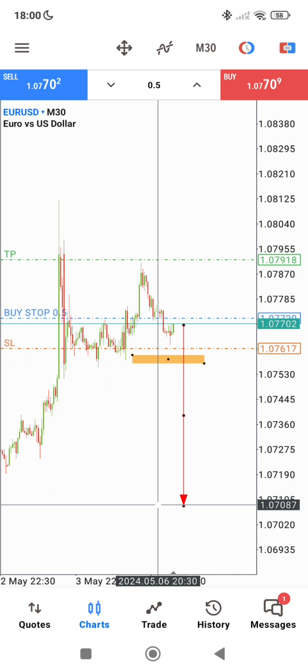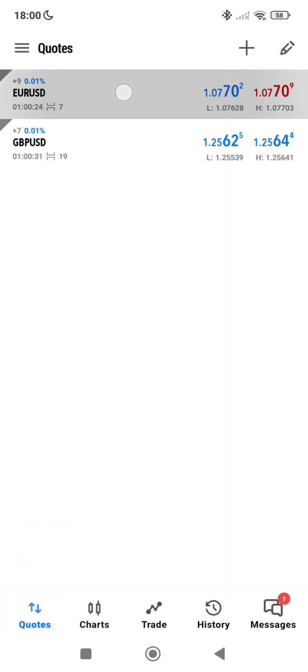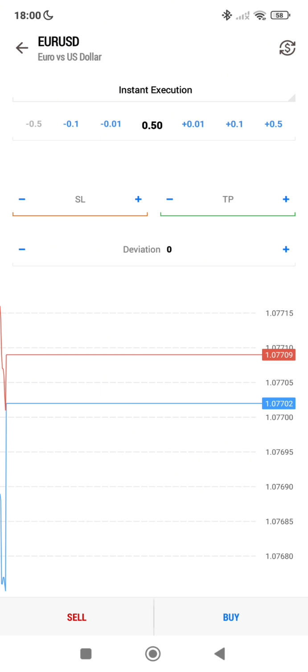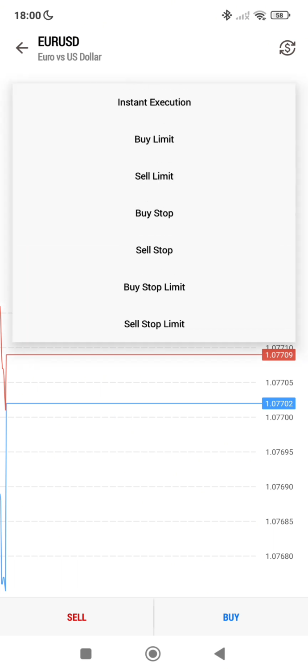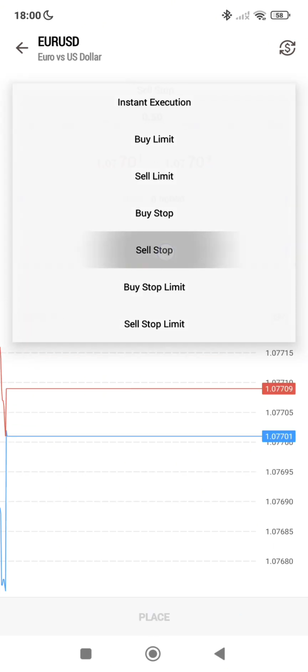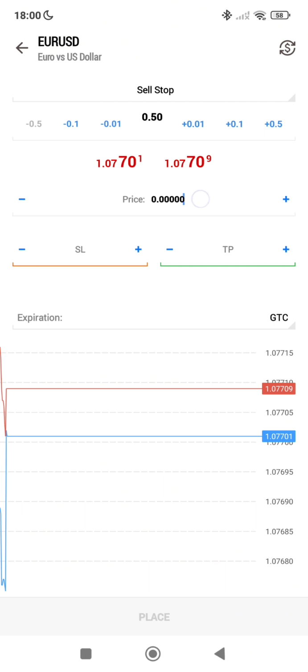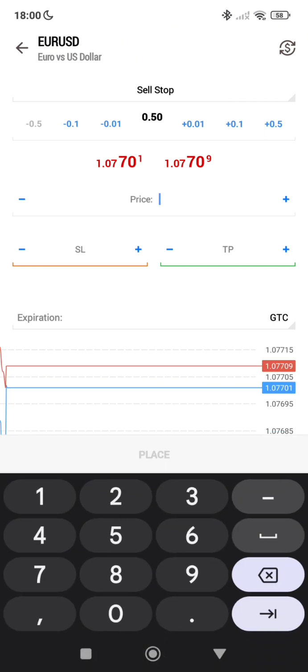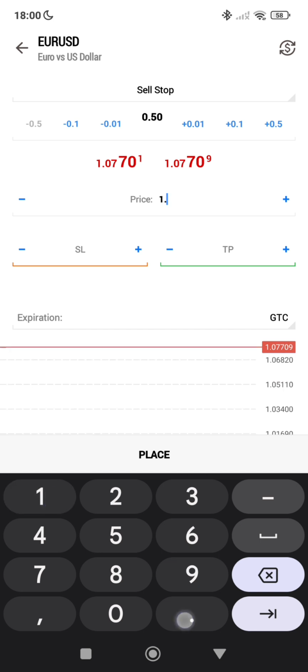Now you go back again to quote. You press and hold Euro USD, you press on new order, then you press instant execution. You are going to see sell stop. You press sell stop, okay? Now what you are going to do is you are going to fill in that value, which was your entry price, 1.07585.